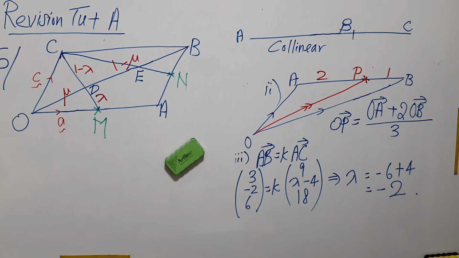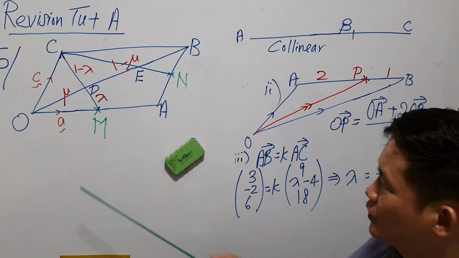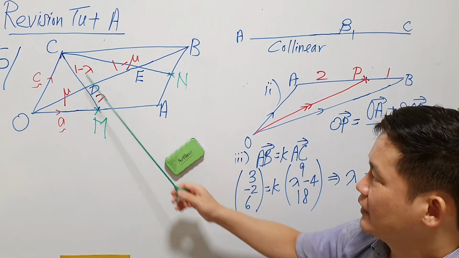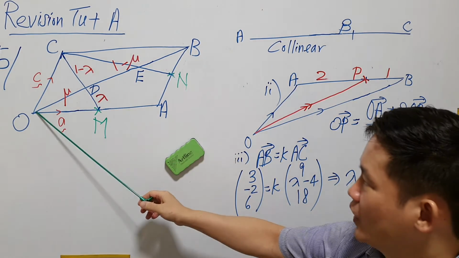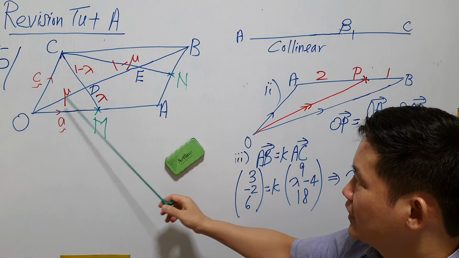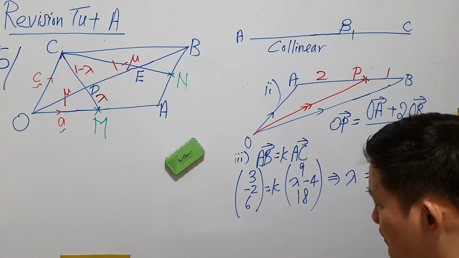Let me say once more. We are saying that the ratio along this direction is lambda is to 1 minus lambda, and the ratio along this direction from here to here is mu is to 1 minus mu.